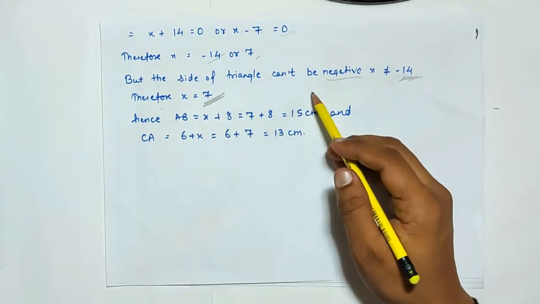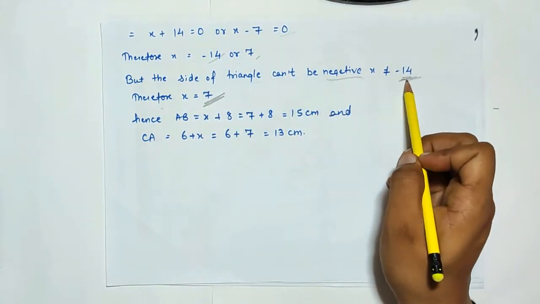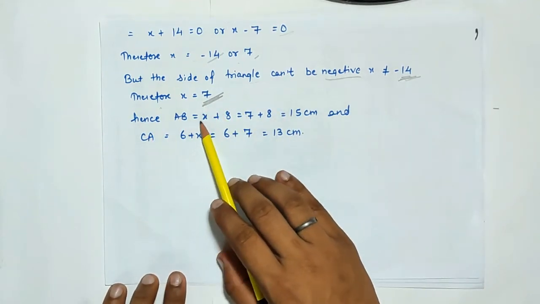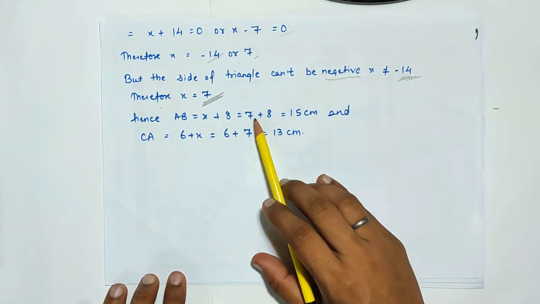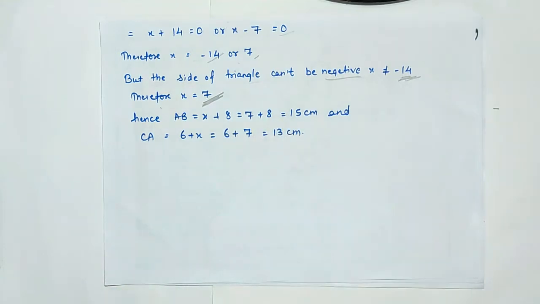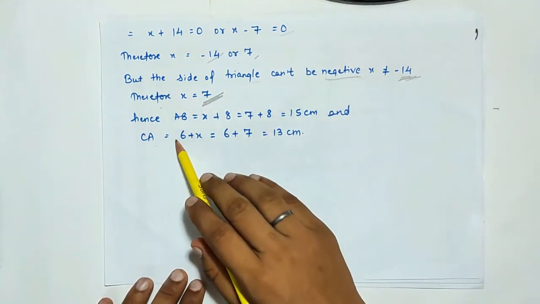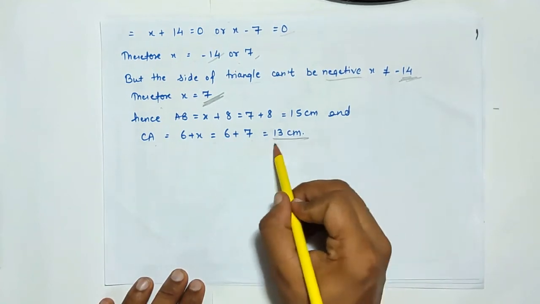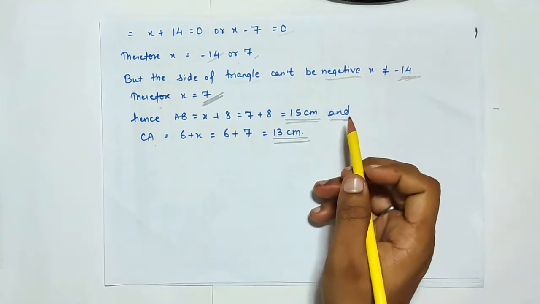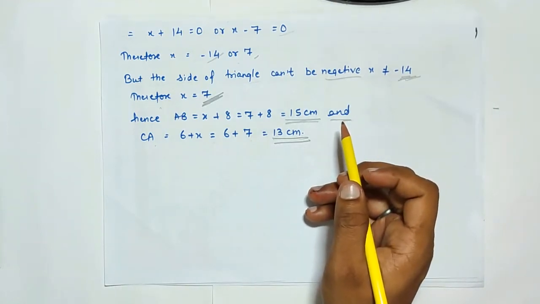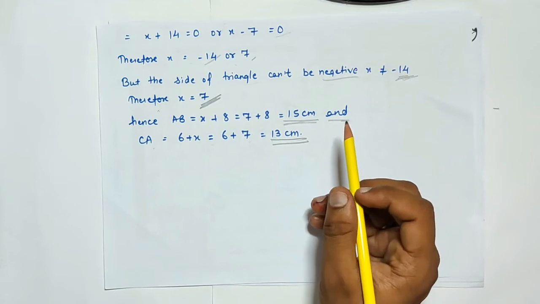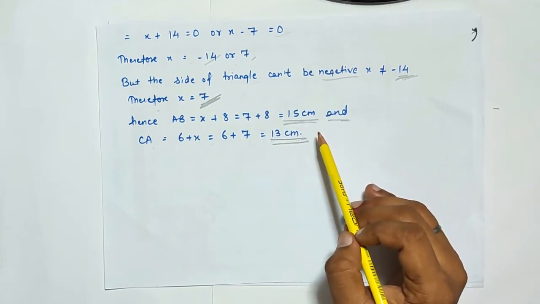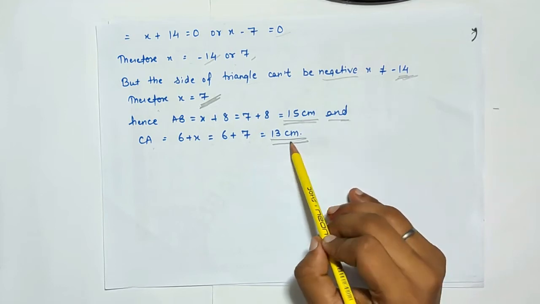The side of a triangle can't be negative, so we are not taking this value minus 14. We are taking x equal to 7. Hence AB is equal to x plus 8, which is 7 plus 8, equal to 15 centimeter, and CA is equal to 6 plus x, which is 6 plus 7, equal to 13 centimeter. In this question we were asked to find the sides AB and AC. So AB is 15 centimeter and AC, or CA, is 13 centimeter.